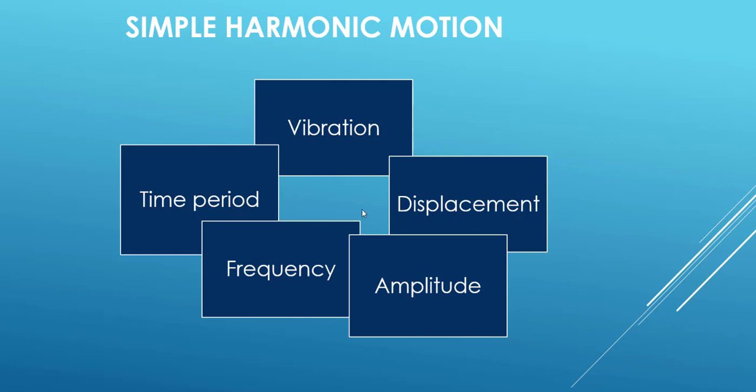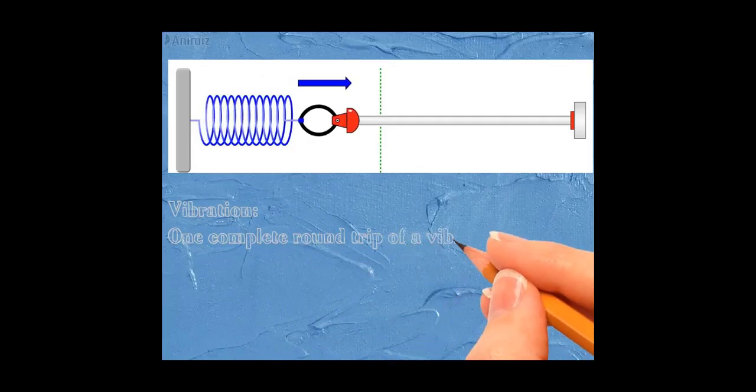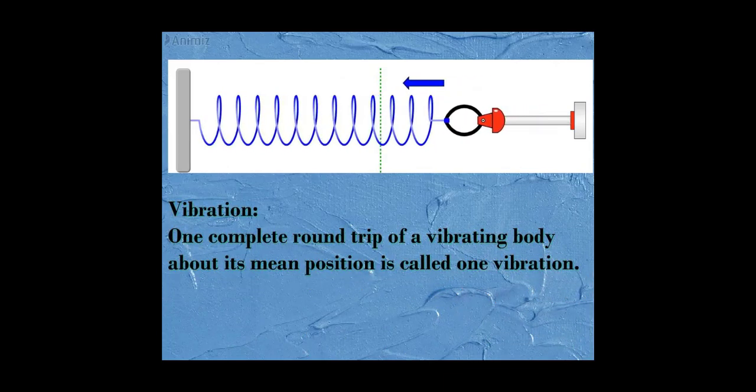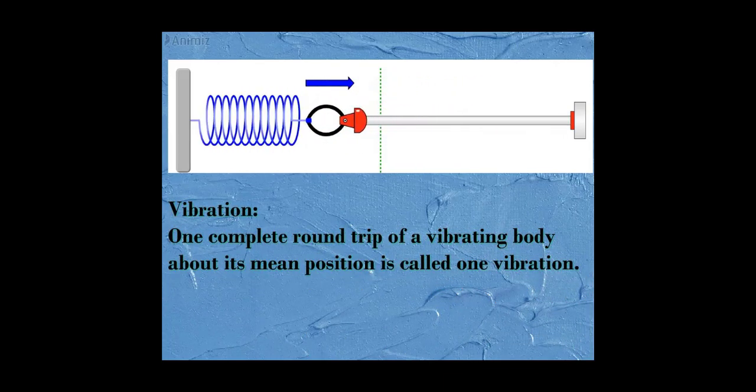So, starting with our first definition, that is vibration. One complete round trip of a vibrating body about its mean position is called one vibration. To understand the definition of vibration, look at the example of the mass spring system. Initially, the mass M is at rest in equilibrium position O.